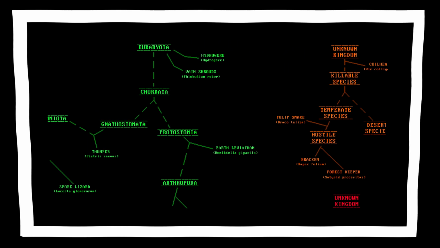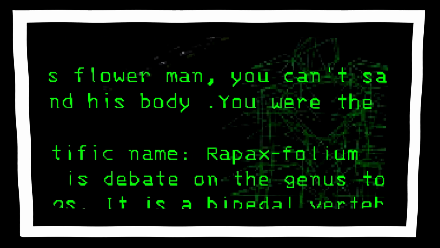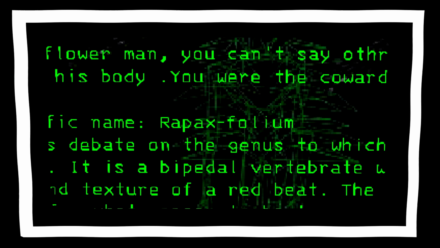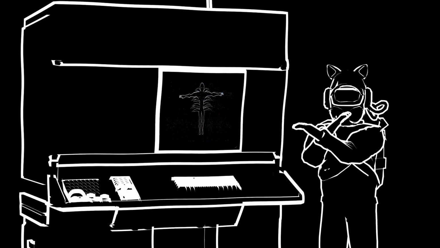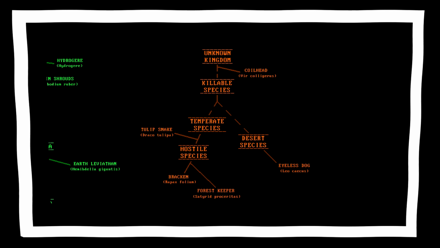The dark red over here is things that do not have real-world connections. For example, the bracken is classified in the bestiary as Rapax folium, which is not a real genus or species that is found on Earth. So everything like that is in this little tree.